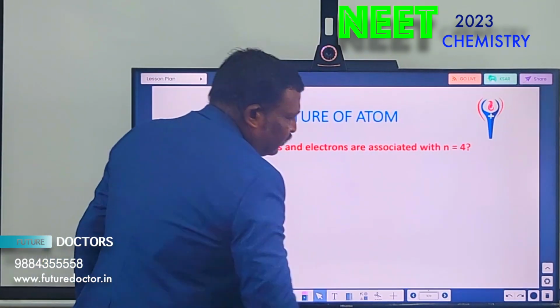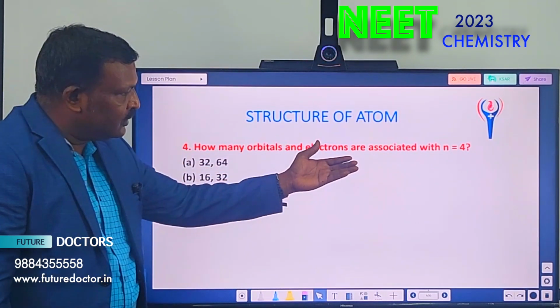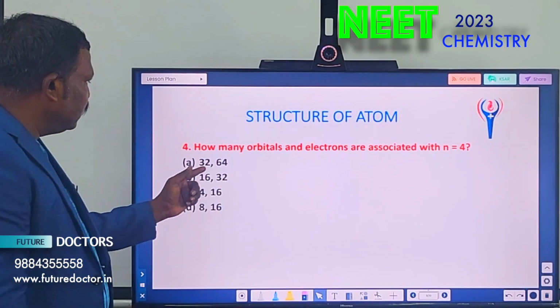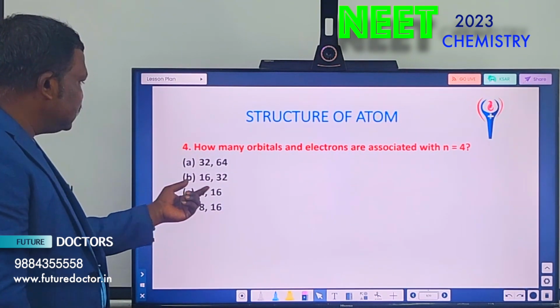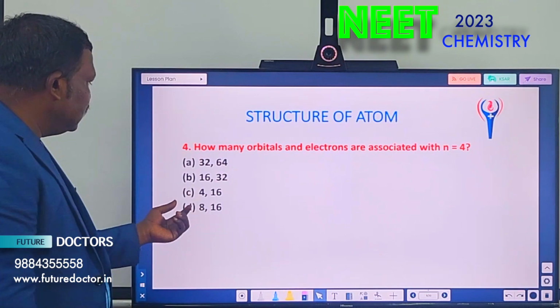Next one. Fourth one. Very simple one, you know that. How many orbitals and electrons are associated with n = 4? Option A 32 and 64, option B 16 and 32, option C 4 and 16, option D 8 and 16.